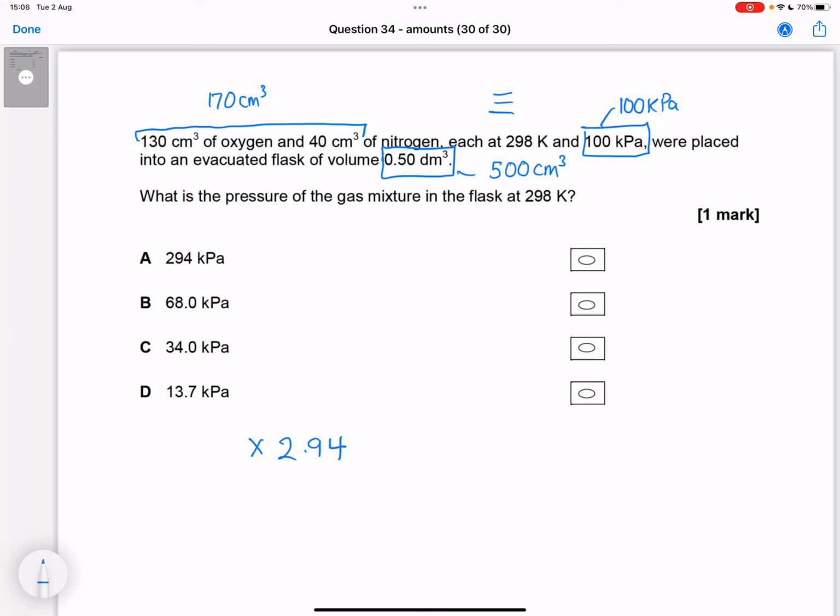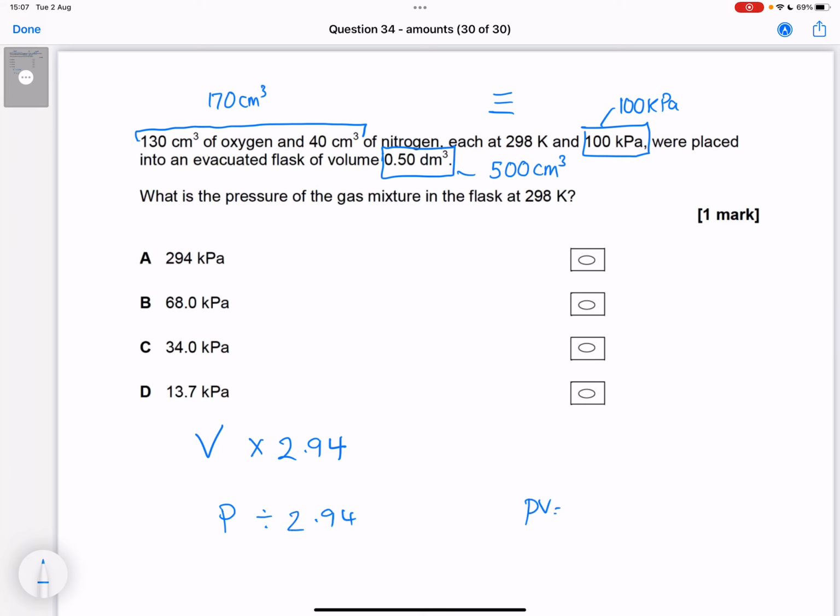Okay, so what would that do to the pressure? Because the space in the flask is bigger than the volume of the gases, the gases expand out, and the pressure will decrease by the same amount. So we want to do 100 divided by 2.94, and we're going to get 34 as the answer on the calculator.